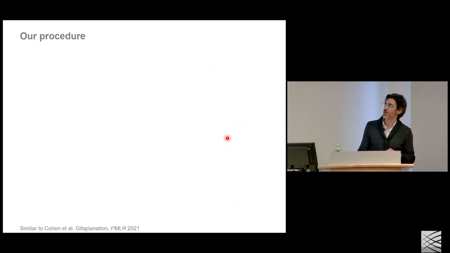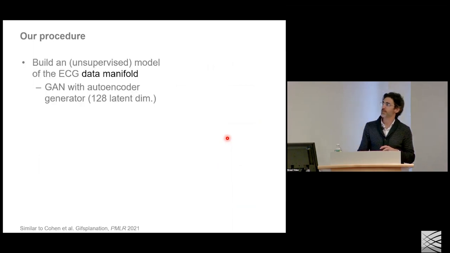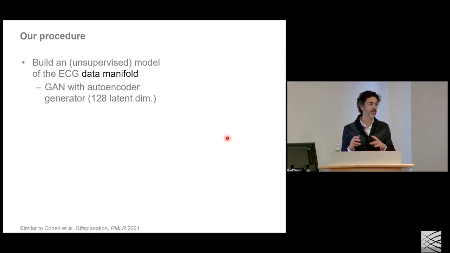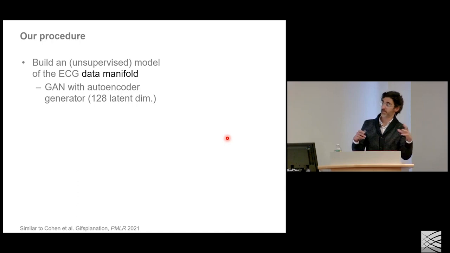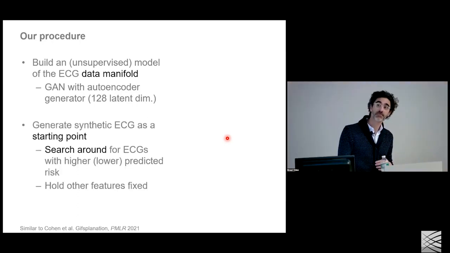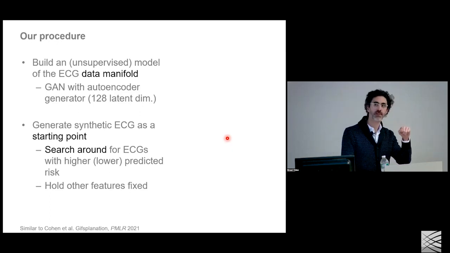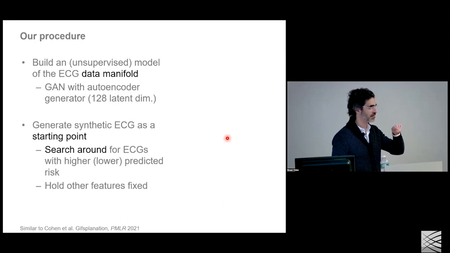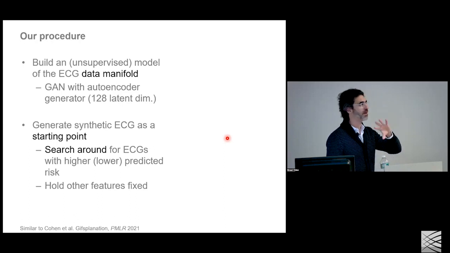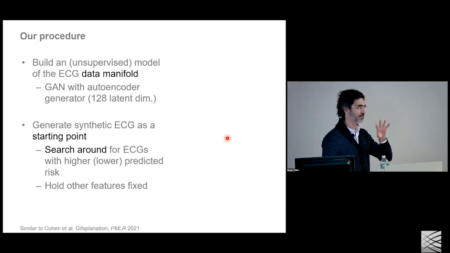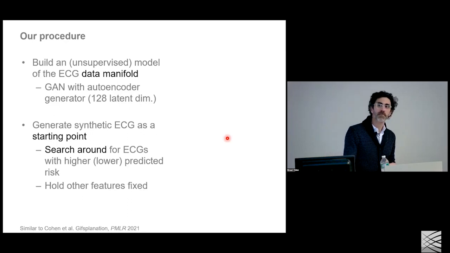Okay, so what do we do? We basically model that ECG data manifold directly. So we train, again, an autoencoder, a generator and a discriminator. And then we generate a synthetic ECG on that manifold. And then we just start looking around and pair that to the predictive model that we already have for sudden cardiac death, find higher risk and lower risk, and then orthogonalize against all the other features that we measure as we move along that risk gradient.